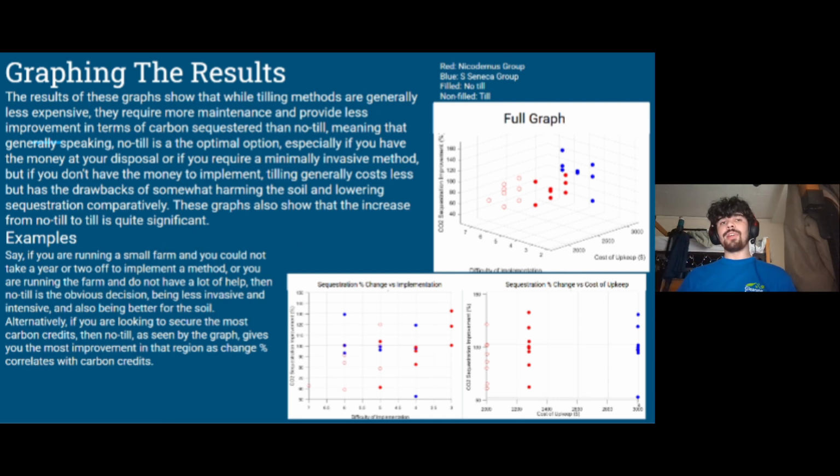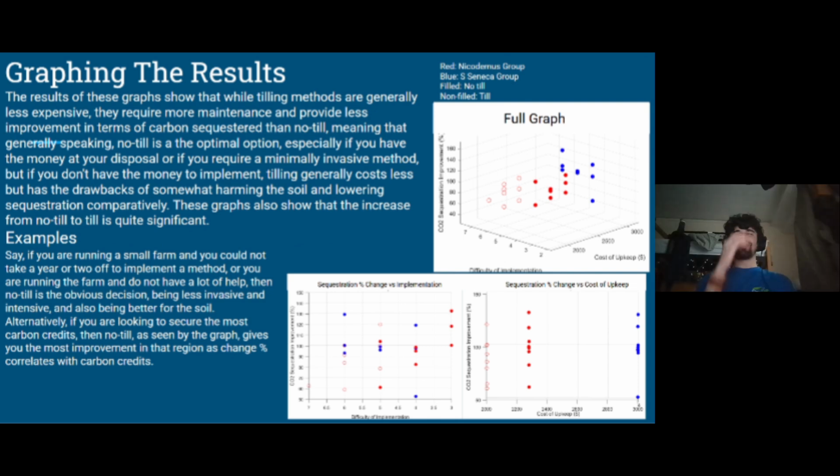Let's say, for example, you're running a small farm and you don't have the manpower to work a big hoe or tractor or whatever, then no-till is going to be your way to go, because that is easier and also less invasive, while also delivering more carbon to your crops, making your soil healthier. So generally speaking, no-till is more viable in more situations, but it does have some drawbacks, but my research concludes that overall, no-till comes out on top.